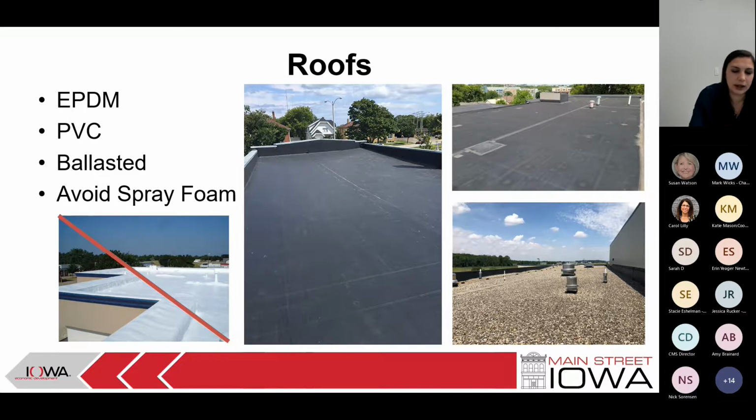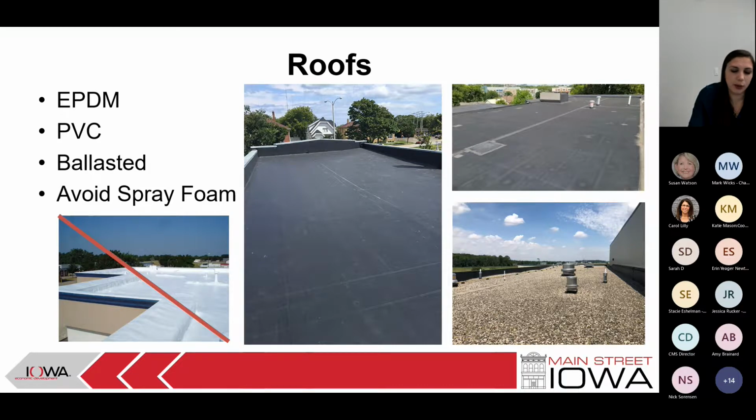Although they were historically ballasted roof systems or roofing materials with small rocks on top, the predominant roofing materials that we see today are EPDM or rubber roofing, and then PVC is also an option that also works. But we want to avoid spray foam roofing. I've seen this a lot recently.